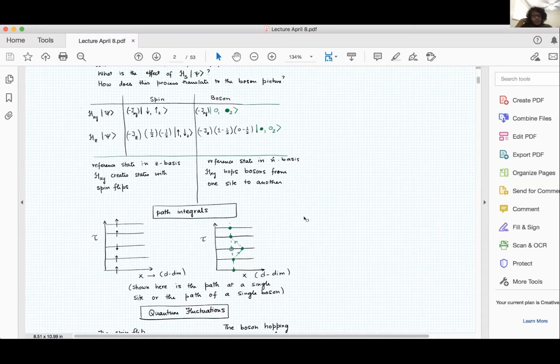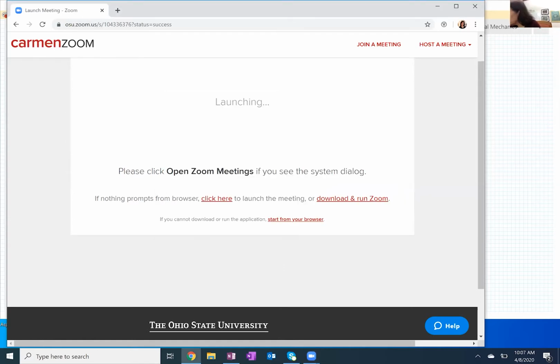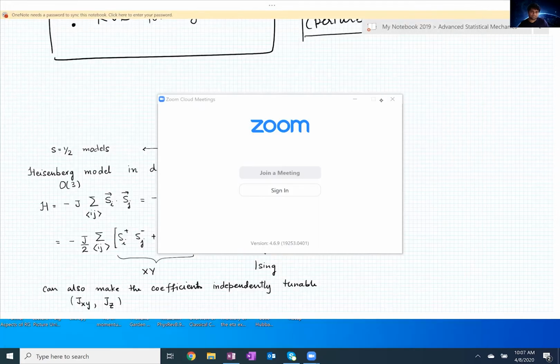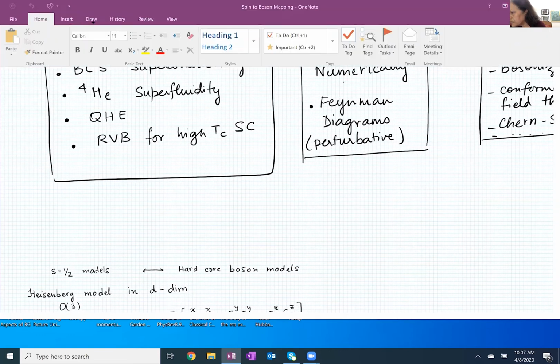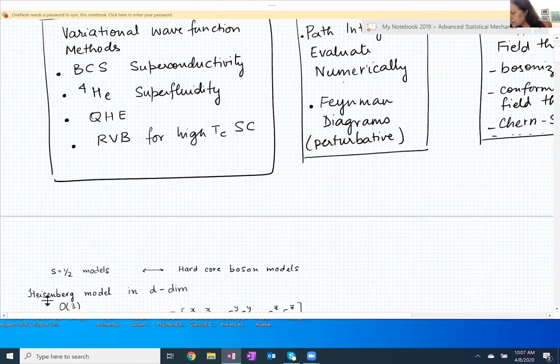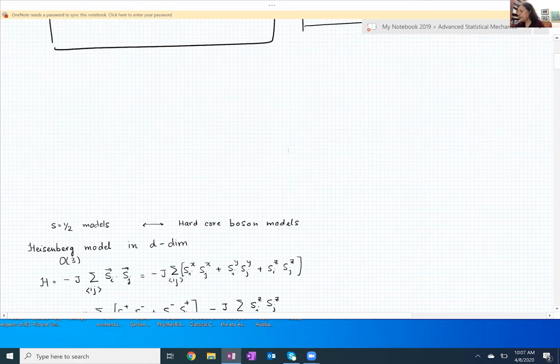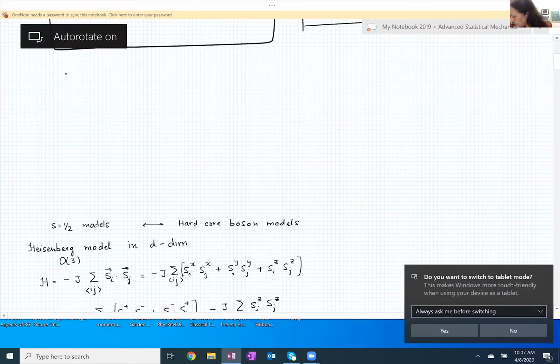Let's see. I come here and I say share screen. Do you see another screen coming on? Yep. Okay. Let me just see if I can add a bit of space here. And okay. Can you see my pen writing something? I've just drawn two axes.